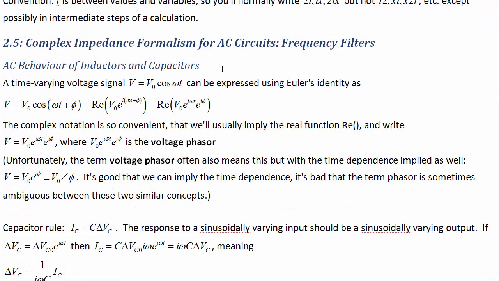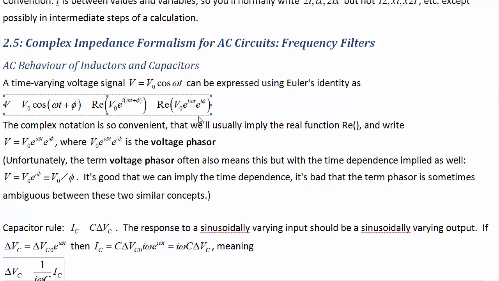Complex impedance formalism for AC circuits, frequency filters. All right, a time-varying voltage signal you can write as an amplitude of voltage times a cosine of omega t. Omega would be the angular frequency, and you can express this as a complex number using Euler's identity as the real part of this complex exponential. So now we're imagining there's also a phase constant here. The phase is everything in the argument of cos. The phase constant is just this extra part there. So the voltage then is the real part of this.